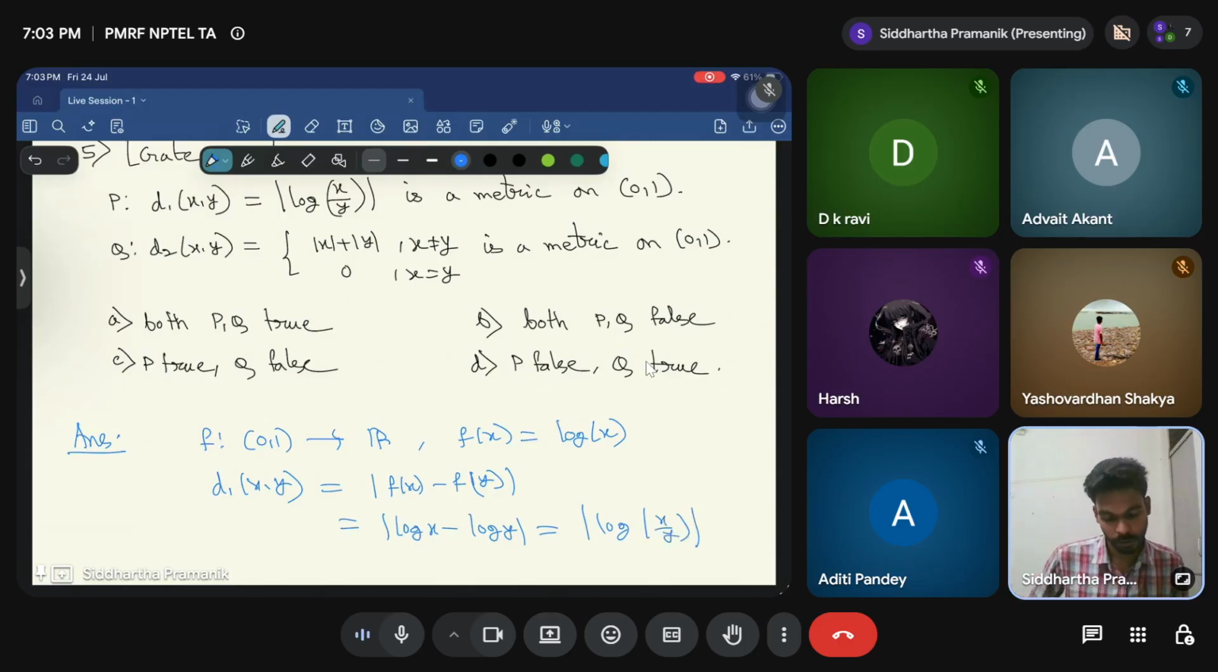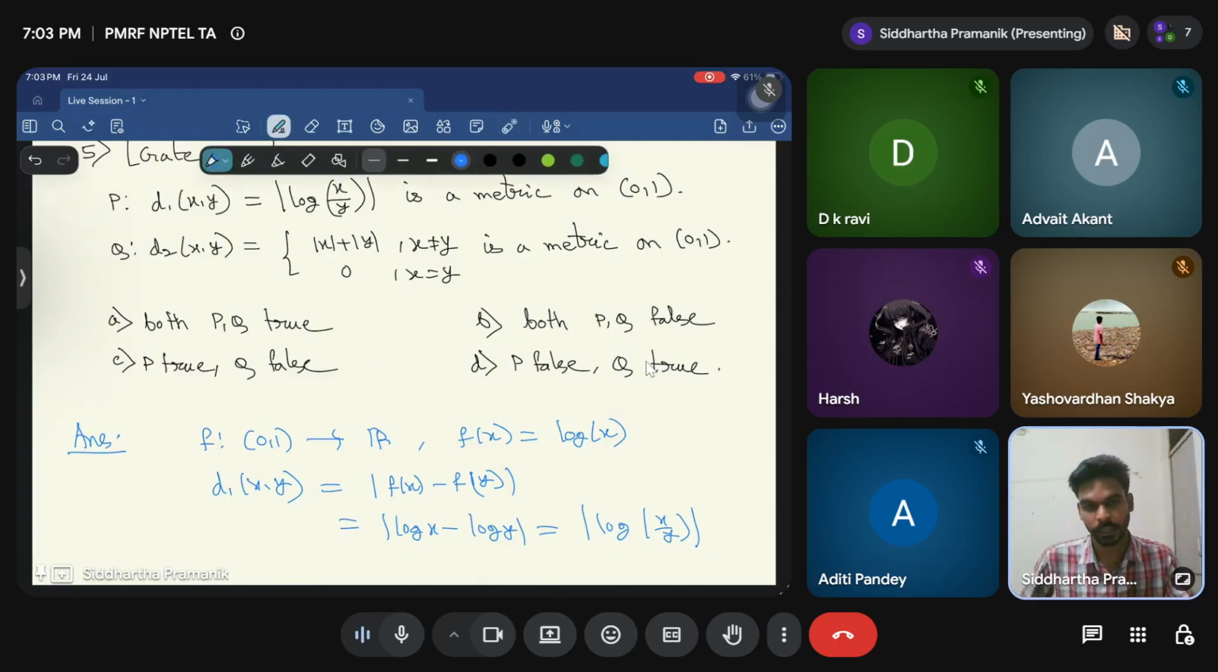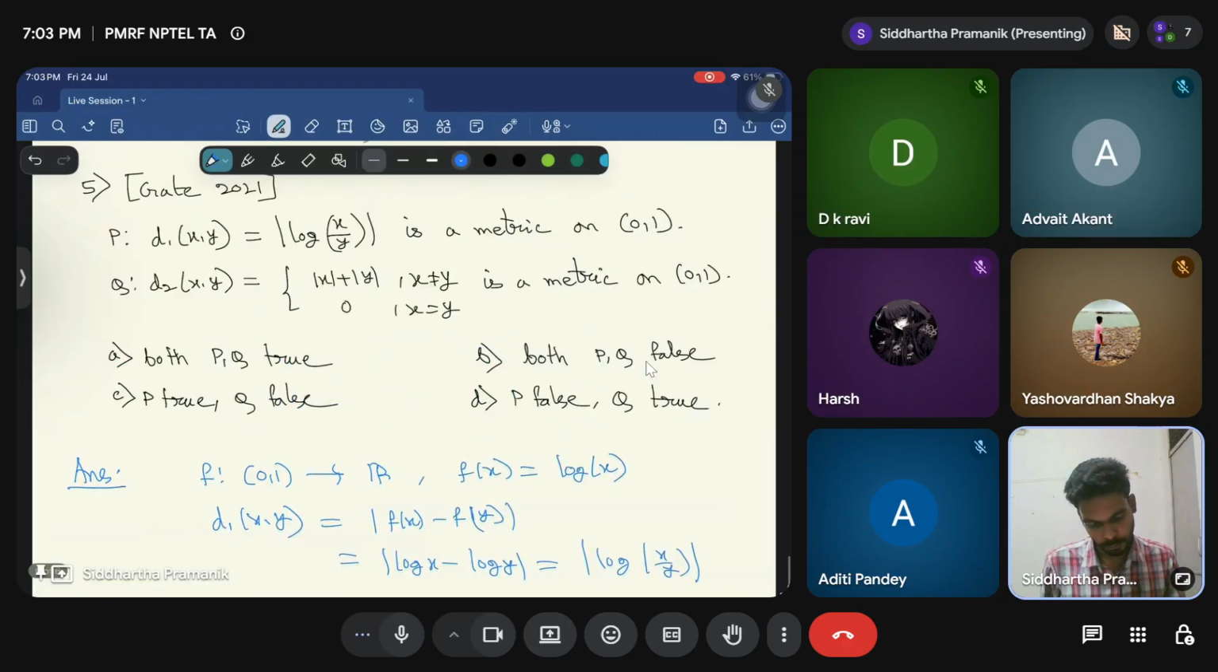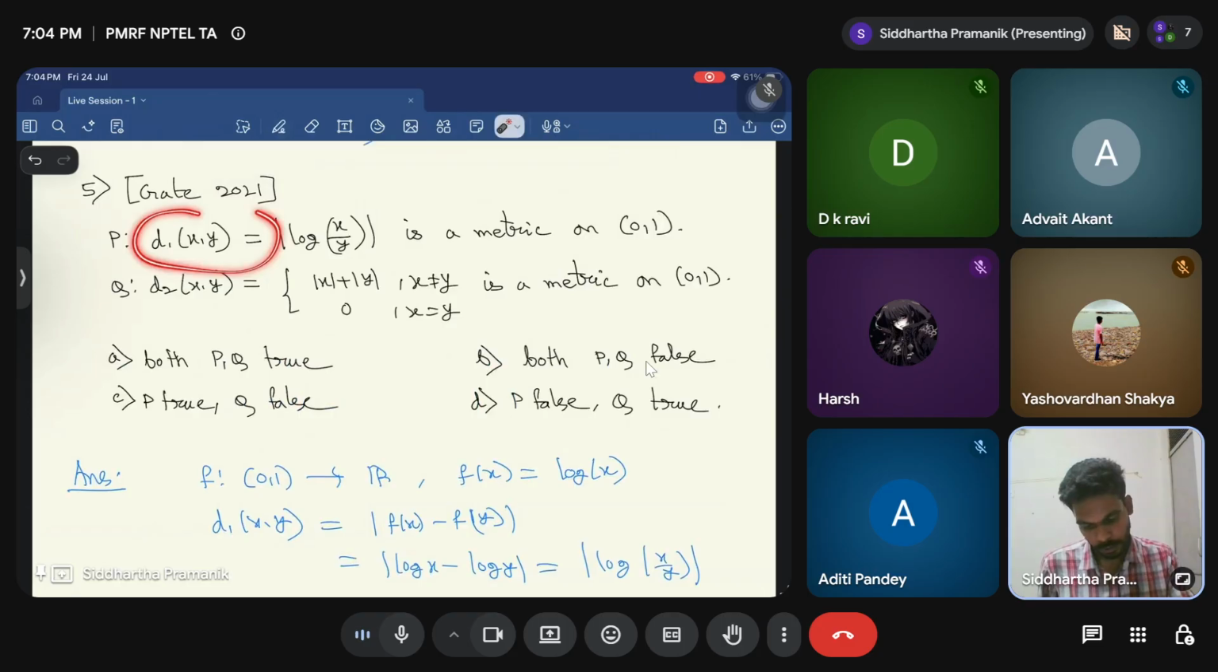So if you just use the previous problem using this one-one function, you will get that d1 is a metric. Or you can check by the definition also. That is also very easy. You don't need to use any other trick. So P is true. So D1 is a metric. Now what about D2?